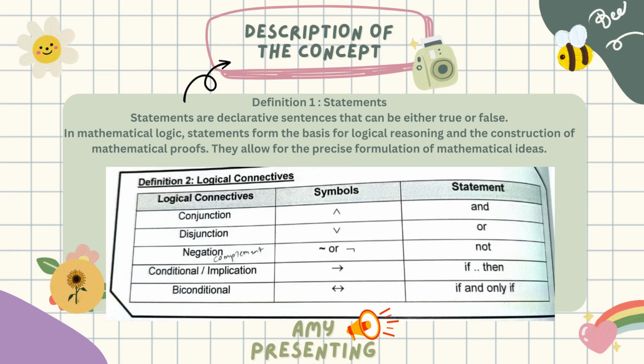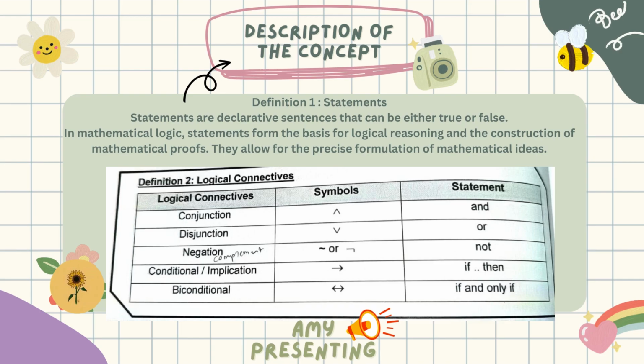So, the first logical connective is conjunction. The symbol is like an up arrow, and it is used for the statement "and". The next one is disjunction, which has a symbol like V. The statement is "or". The next one is negation. We use negation for the "not" statement. So the symbol is like the wavy one or the upside down L, like that.